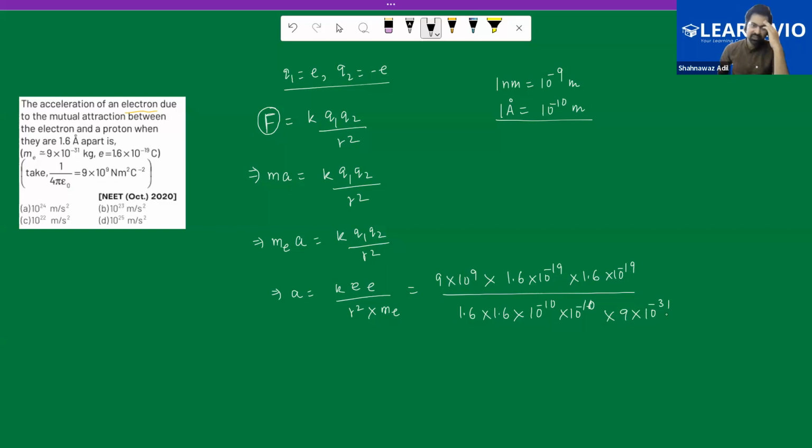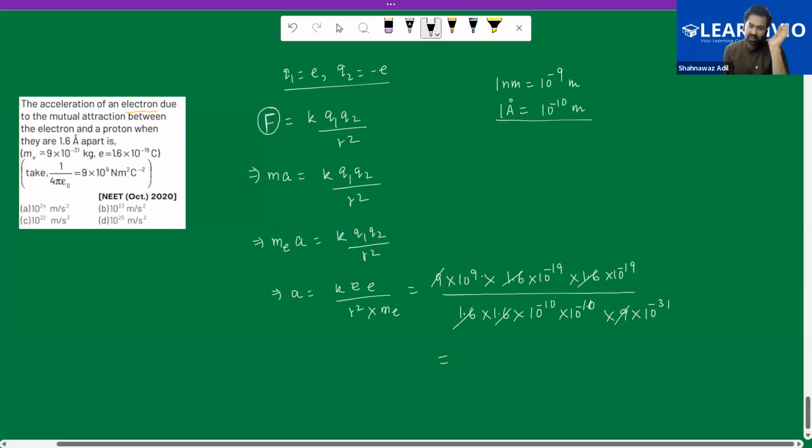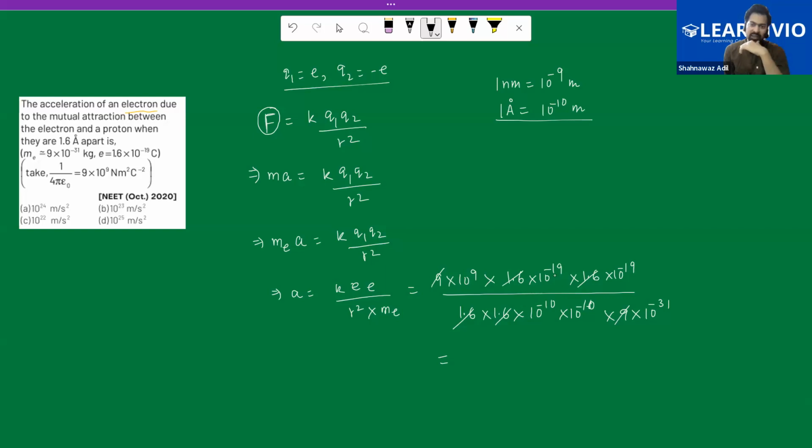Okay. And we see that all these values are cancelled, right? So 9 is cancelling, 1.6 cancelling, 1.6 cancelling. So now all these answers are in the powers of 10. So let's calculate that. This is 9. This is minus 19. So that is minus 10, right? So I can cancel this thing, and 1 minus 10.